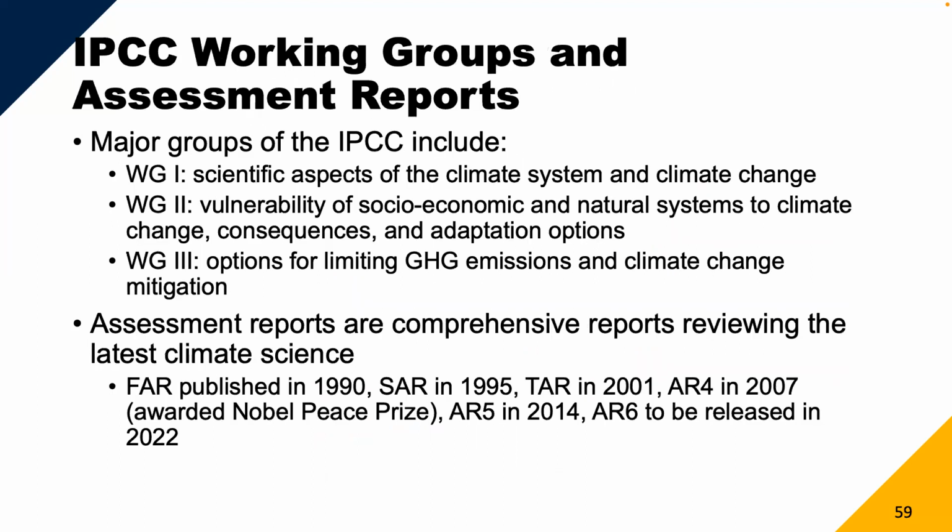Major groups in the IPCC: there are 3 working groups. Working Group 1 looks at scientific aspects of the climate system and climate change. Working Group 2 looks at social, economic, and natural systems. And Working Group 3 looks at options for mitigation and adaptation in climate change, basically, what are the potential avenues to reduce greenhouse gas emissions in the future.